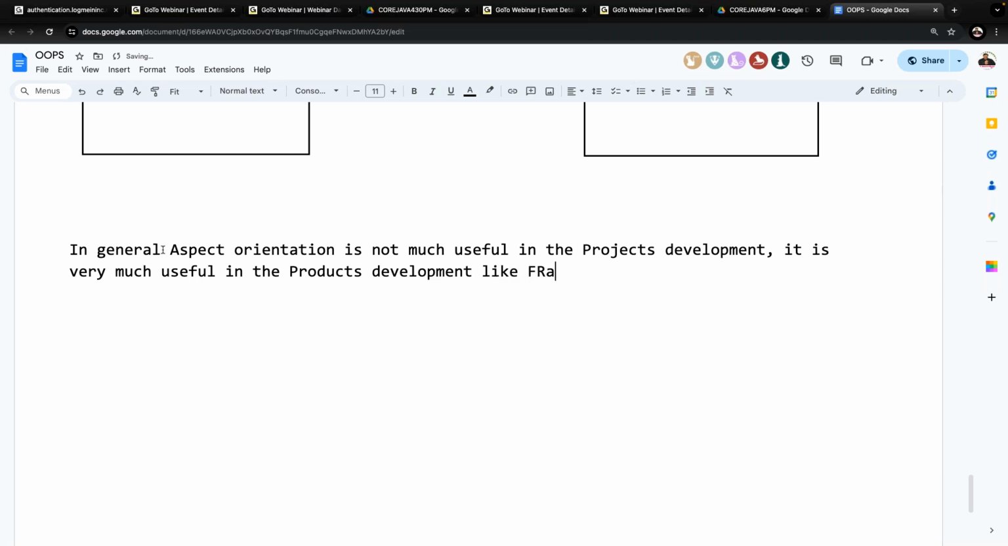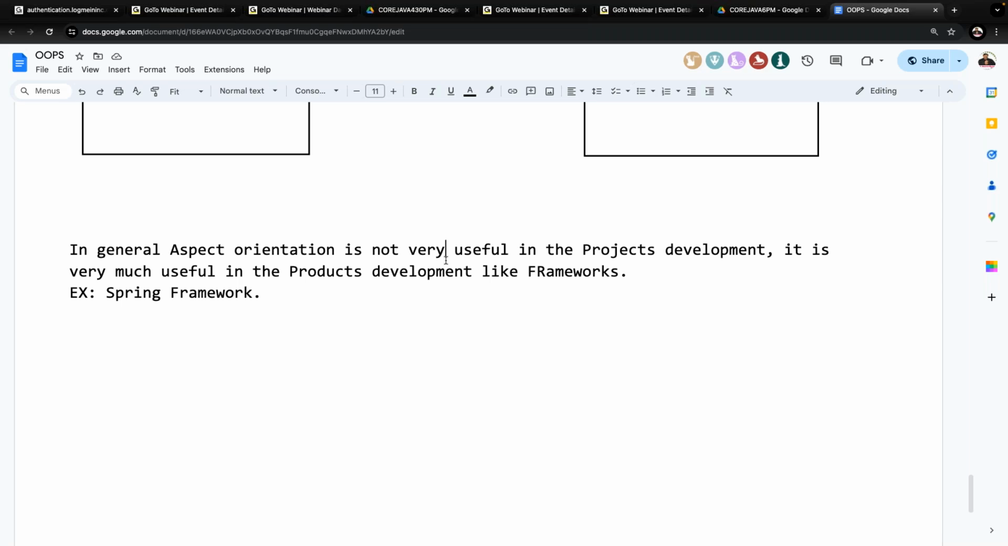like frameworks. Example: what is the Spring framework? Spring framework uses the aspect orientation effectively as part of the Spring applications. Spring is one of the frameworks, sir.